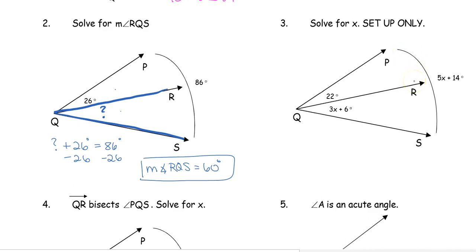So angle addition is going to work the same way as segment addition. You look at the small pieces, what small pieces make up the whole. For our next one, notice the directions: solve for x, but do the setup only. So we're not going to go ahead and waste our time going in and solving for x. I just want to see, can you see the relationship between the angles? Do you know how to set this up?